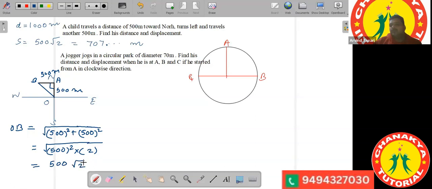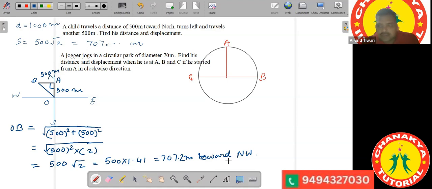As you know, the value of root 2 is 1.414. So you just keep this 500, multiply it with 1.414 and you get the answer. This you get as 707 point something meter, and the direction of the displacement is towards northwest. So we write it 707.1 or 2 towards or due northwest. This is toward northwest. So if the directions are given, you also have to specify the direction of the displacement. Okay, understood this?